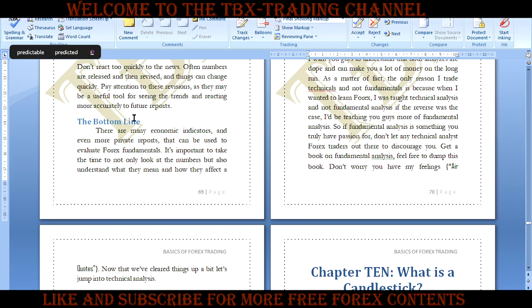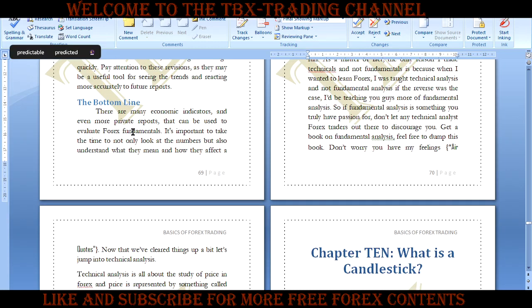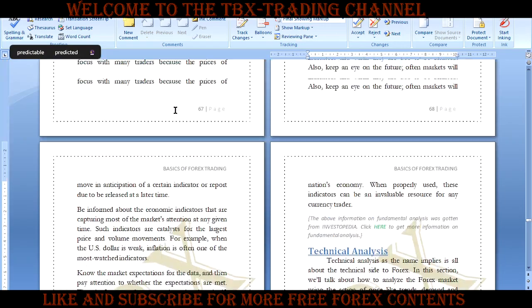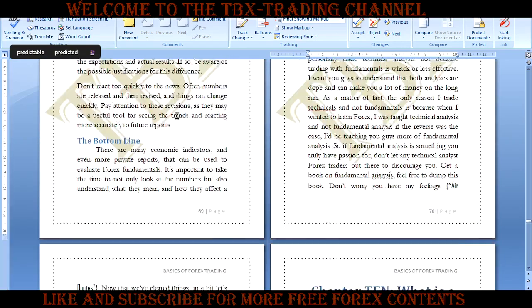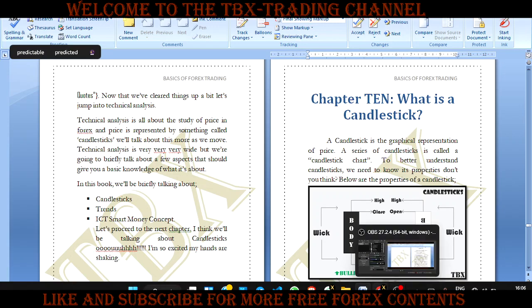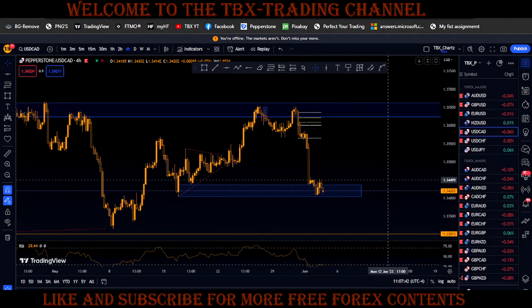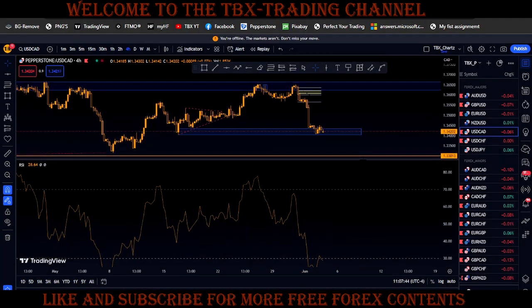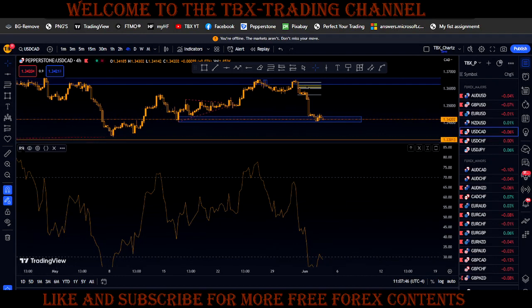So bottom line, there are many economic indicators. Oh, I think this is for the news. So in technical analysis, we actually have people that use indicators. For instance, let me see if this is going to pop up. Please pop up here. This is an indicator. It's called the RSI indicator.